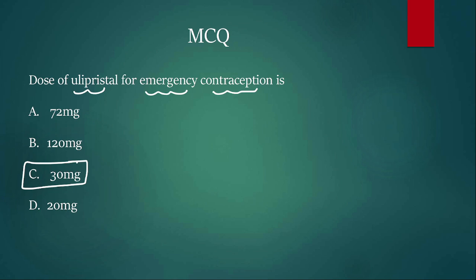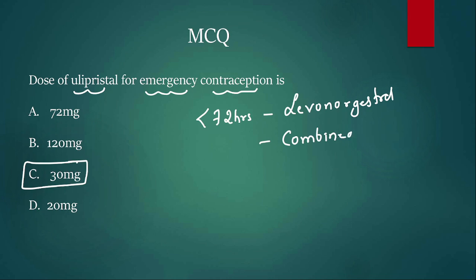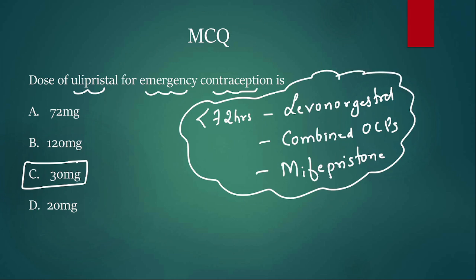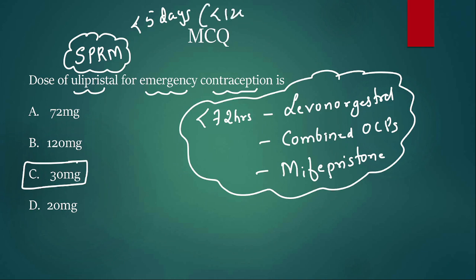Most of the emergency contraception or postcoital pills are given up to 72 hours. For example, levonorgestrel, then the combined OCPs, and the mifepristone. So these are the emergency contraceptive drugs which can be given up to 72 hours. But ulipristal is a selective progesterone receptor modulator, which can be given up to 5 days, that is approximately less than 120 hours. So the answer is C, 30 milligram.